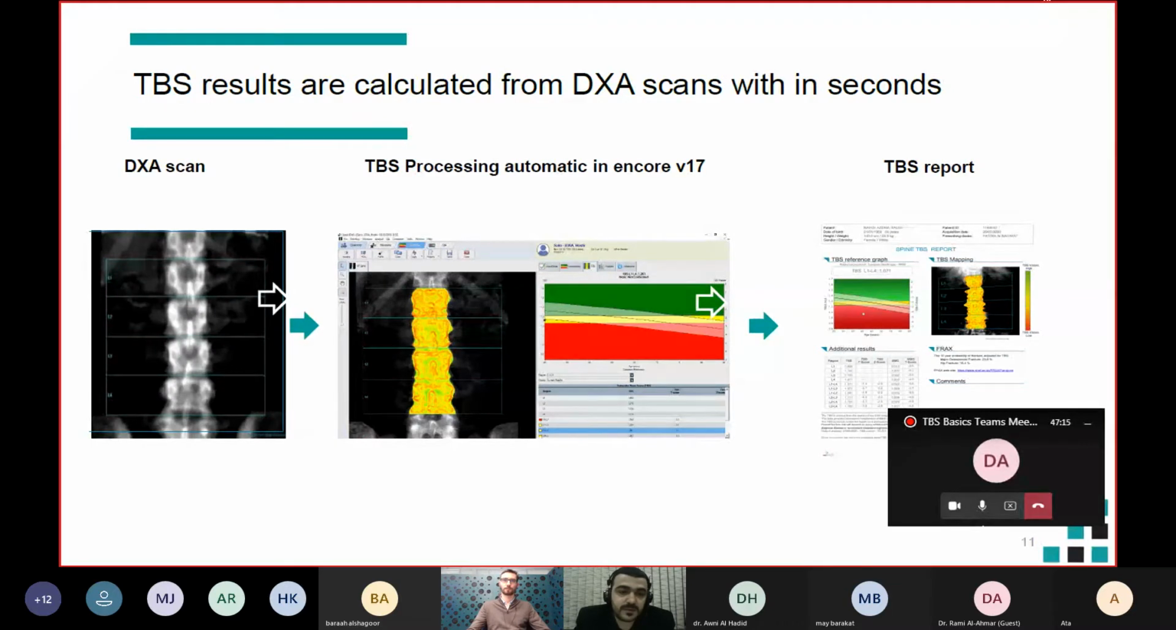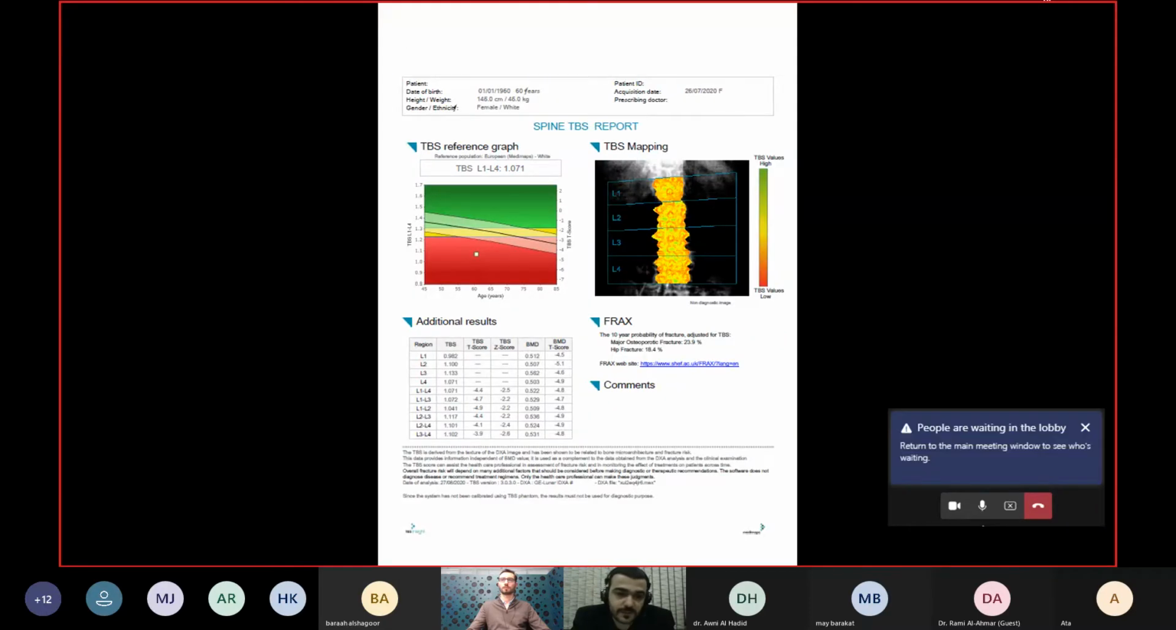You can see here how the software works. You have the DEXA scan. From the DEXA scan, in 3 seconds, you have, as you can see, this dotted image in the TBS report. And you can see the graph, the additional results table, and the FRAX adjusted for TBS. I will talk about it in the next slide. Okay, so this is the report.